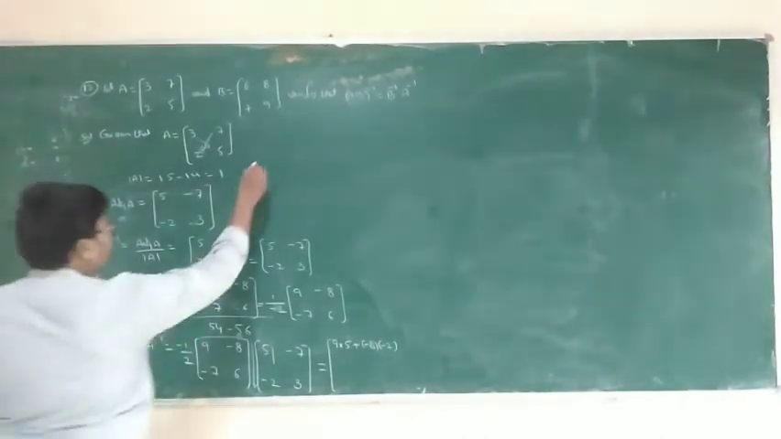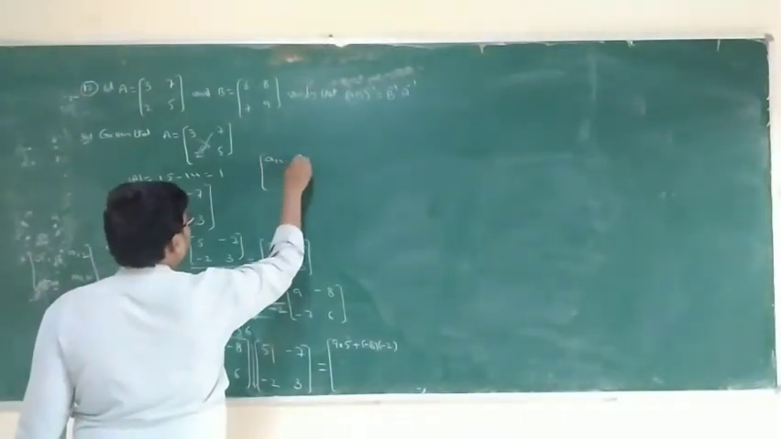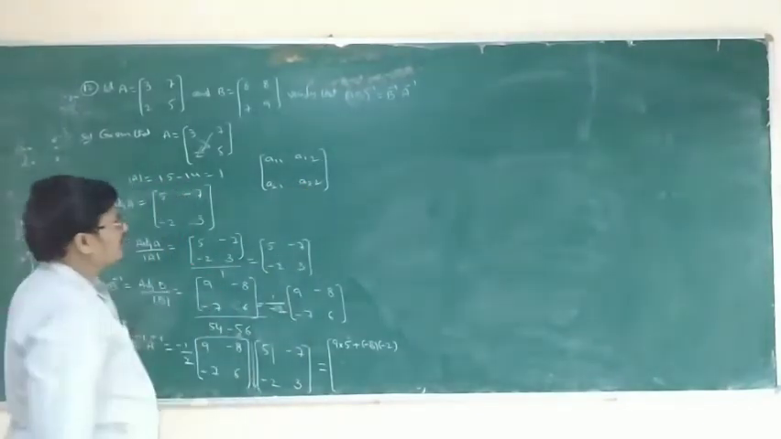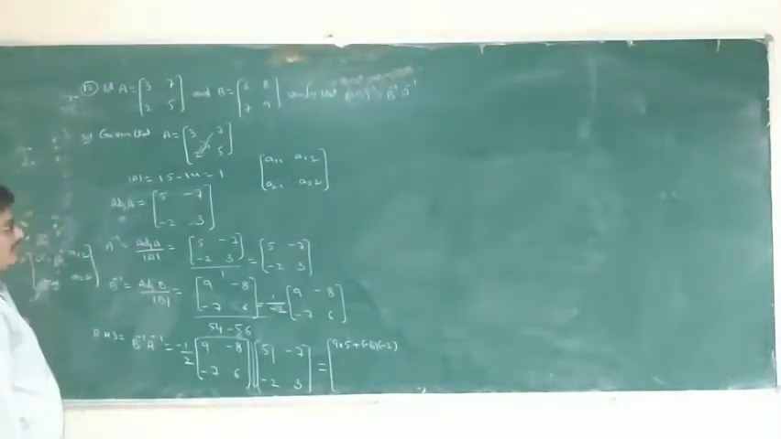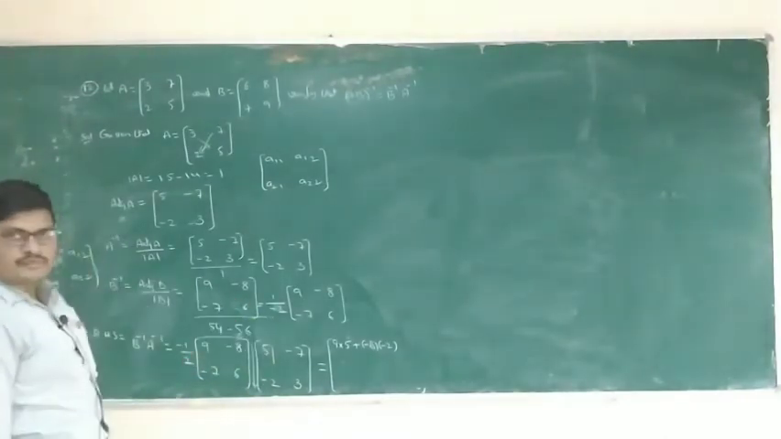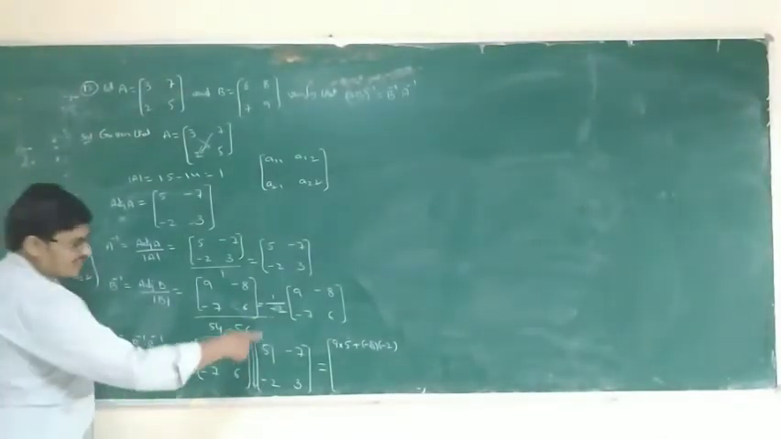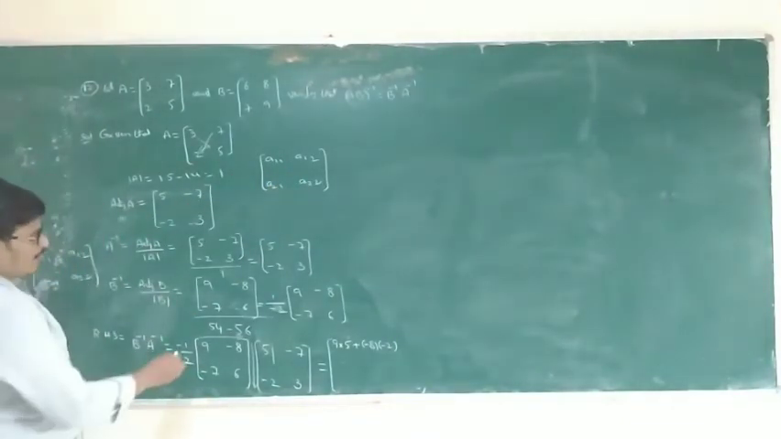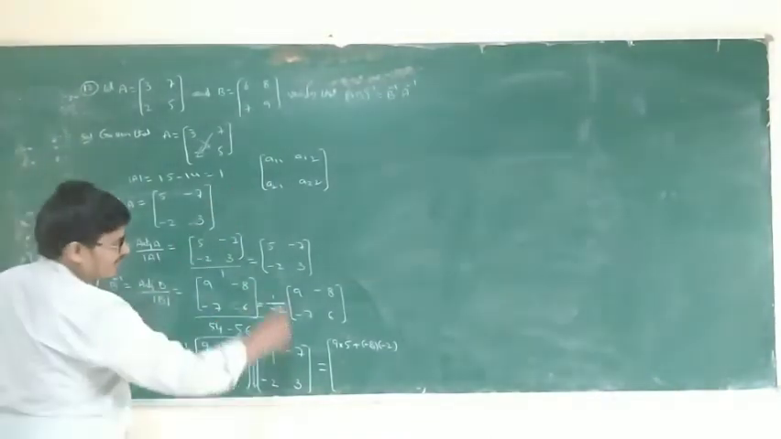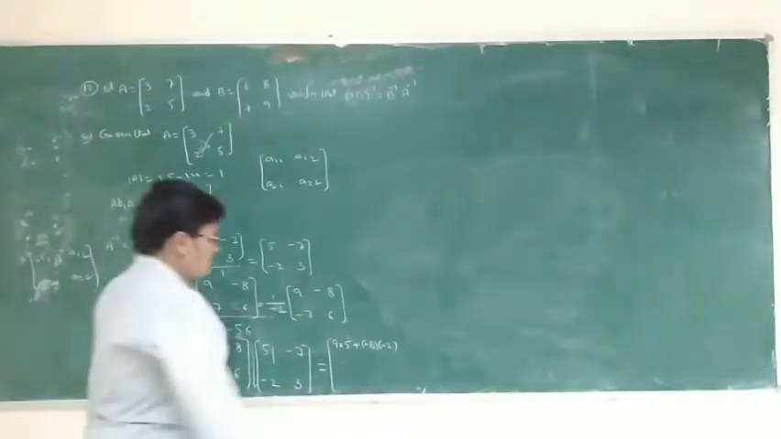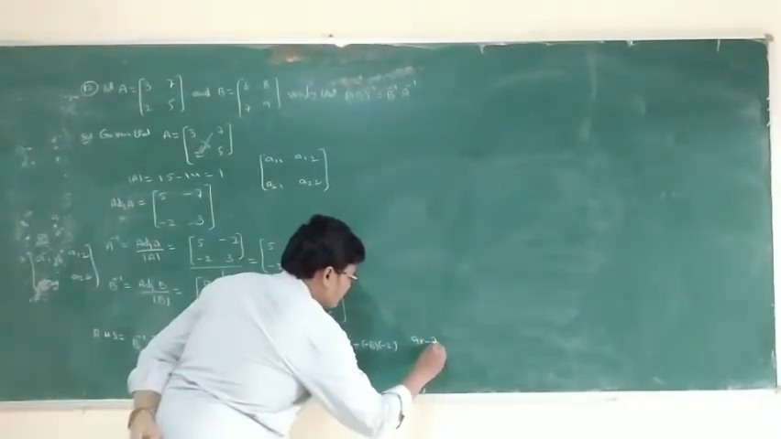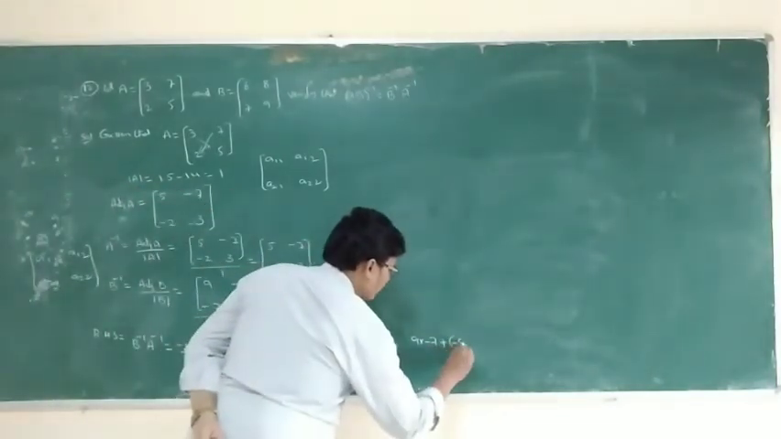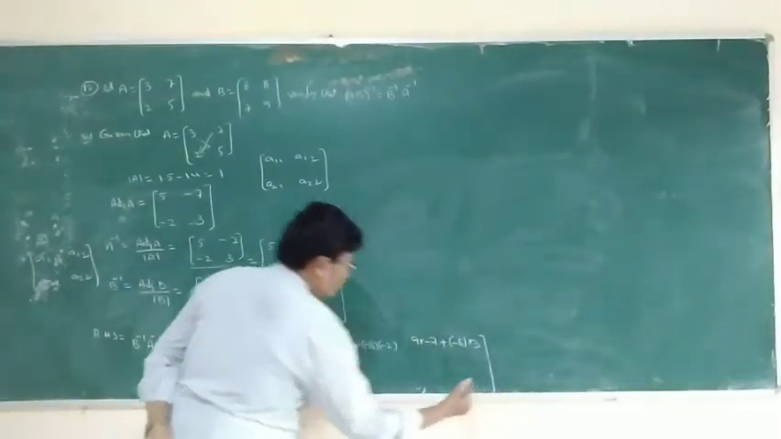A11, A12, A21, A22. A11 means first row, first column. First matrix, first row, second matrix, first column. This is the A11 element. Next, the A12 element: first matrix, first row, second matrix, second column. So 9 into minus 7 plus minus 8 into 3. This is the second element.